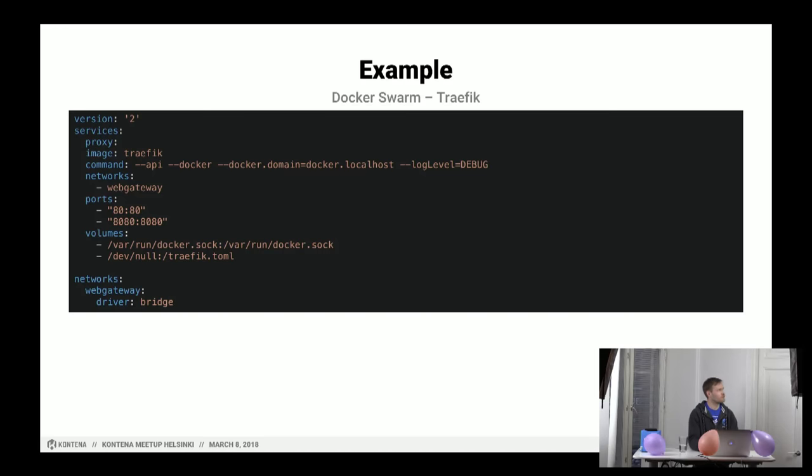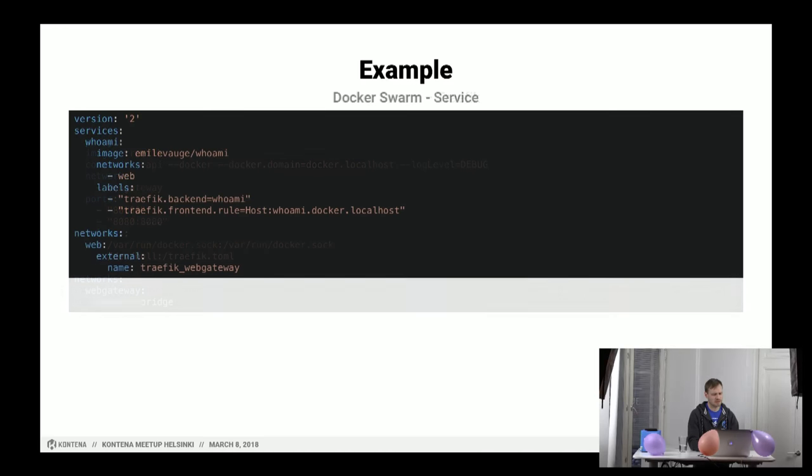So here's an example for Docker Swarm, how to use Traefik. Basically, you create a Traefik service, define a network for that service and expose ports, and that's it. This is not using any TLS, so this is quite a simple example. On your own services, you can just use service labels to define those load balancing rules. And you need to, of course, attach this service to the same network as Traefik.